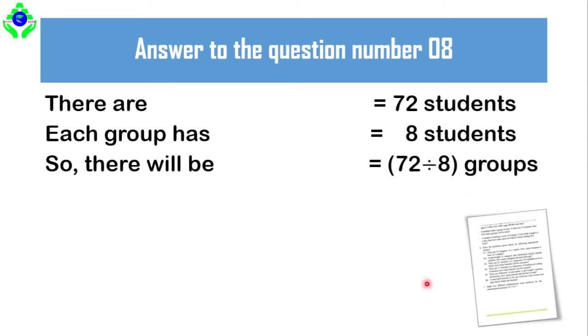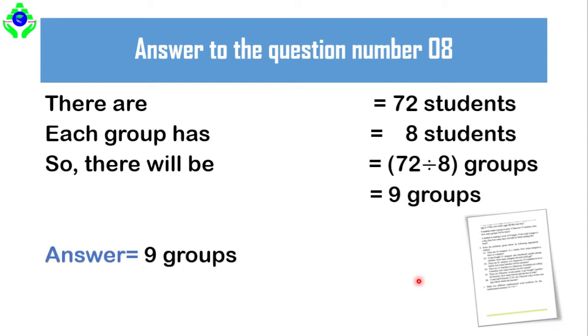The answer is very simple. It will be 9 groups. As you know, if we multiply 9 with 8, that means 9 into 8 is equal to 72. Similarly, 72 divided by 8 is equal to 9. So it is very simple. The answer of this question will be like that: answer is equal to 9 groups.